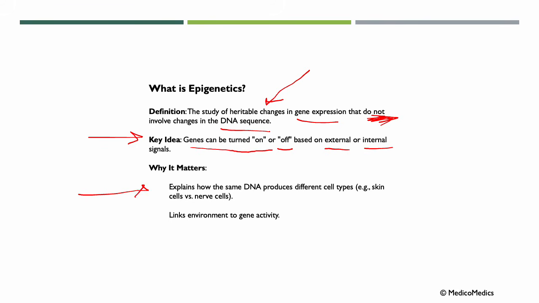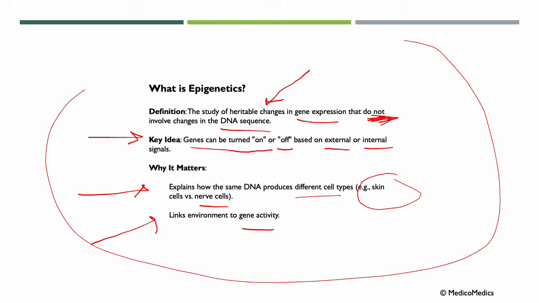Why does it matter? Because it explains how the same DNA produces different cell types. For example, skin cells versus nerve cells. And it links environment to gene activity. So epigenetics is like using bookmarks to highlight certain pages in a book. And this book here is genes, right? So it's used to highlight certain pages so they're easy to read or to skip.